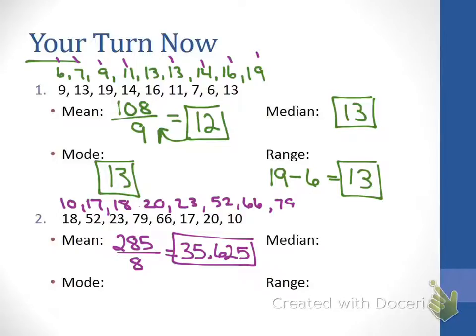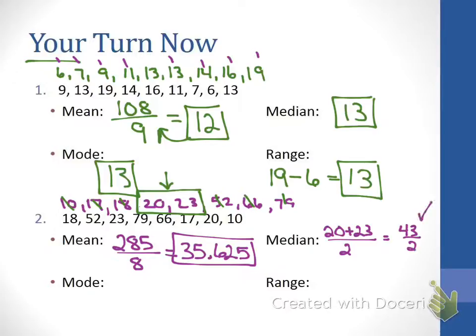Now for the median, when I work my way from the outside in, how many numbers were in this set? There were 8 numbers. 8 is an even number. Whenever you have an even number of numbers in your data set, you take the middle 2 numbers and take their average. So you're going to do 20 plus 23 divided by how many numbers? 2. Because you're adding 2 numbers together. You're taking their average. So that's 43 divided by 2.